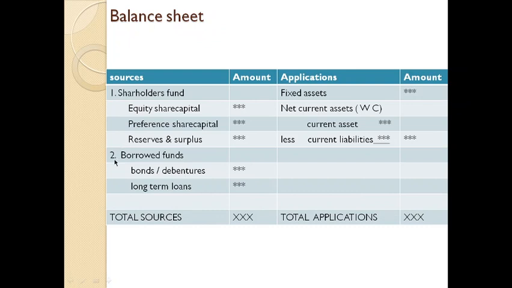Followed by the next one, borrowed funds. Borrowed funds actually consist of long-term funds, basically bonds, debentures, long-term loans. All these areas comprise the sources side of the balance sheet in vertical form. And in the application side, we first have fixed assets, as we all know. The next area is a tricky one. This one, net current assets or working capital. Take good care. On this side, we write net current assets or working capital.